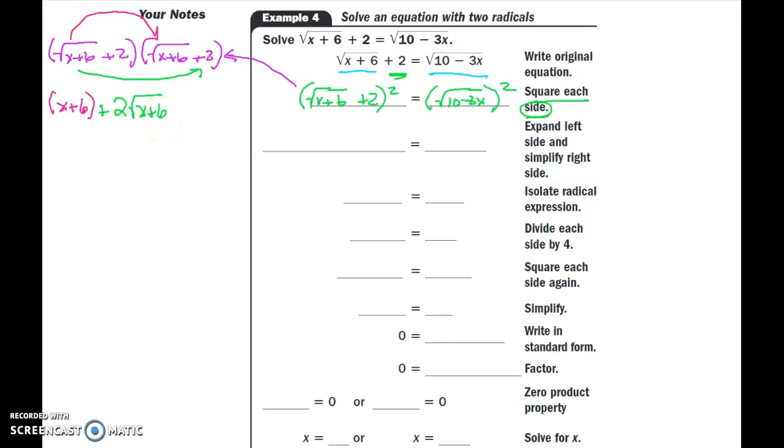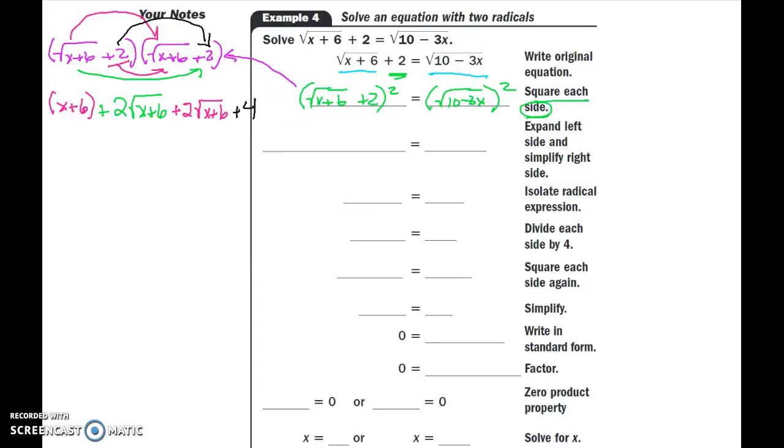Okay, now I've got to take this positive 2 and multiply it times the square root of x plus 6, which gives me positive 2 square roots of x plus 6. And then finally, I've got to take that 2 and multiply it times this 2, which gives me positive 4. Okay, this is great. This is some great algebra here.